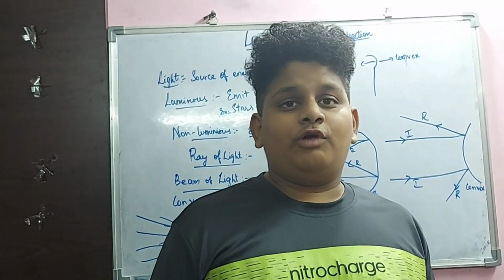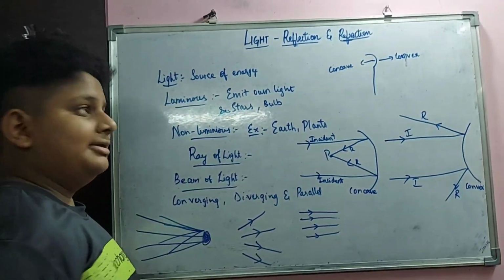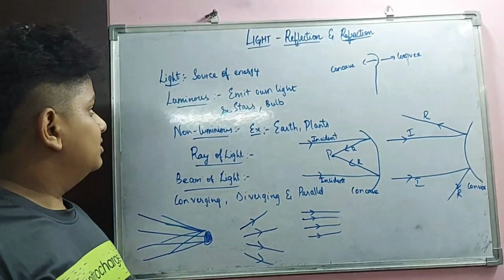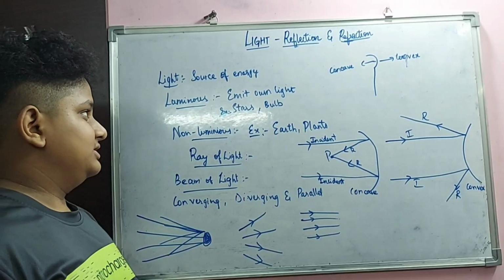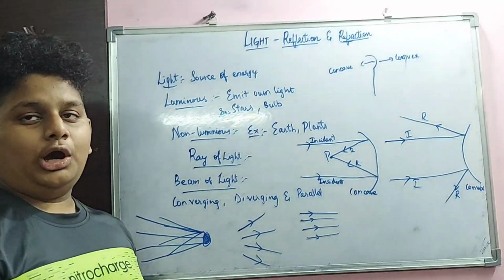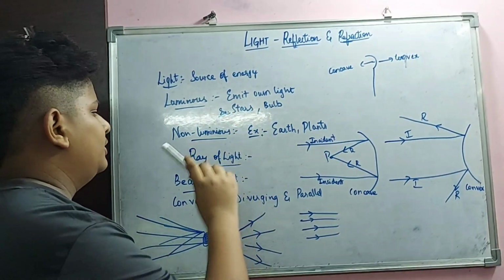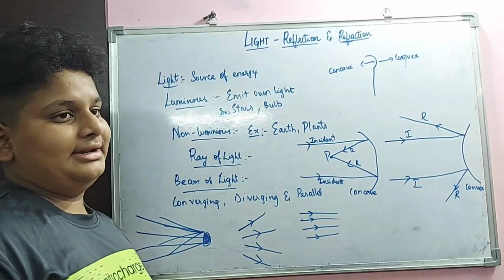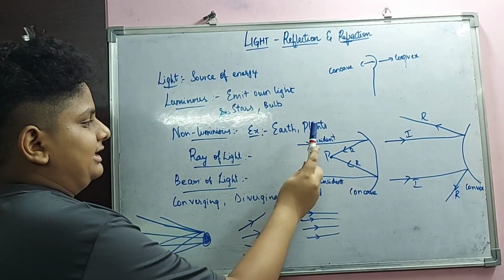Now let us see what we have revised till now. Light is a source of energy which enables us to see things. Light sources are of two types, luminous objects and non-luminous objects. Luminous objects are the objects which emit their own light. Examples: star and bulb. Non-luminous objects do not emit their own light and take the light of other objects. Here the examples are earth and plants.